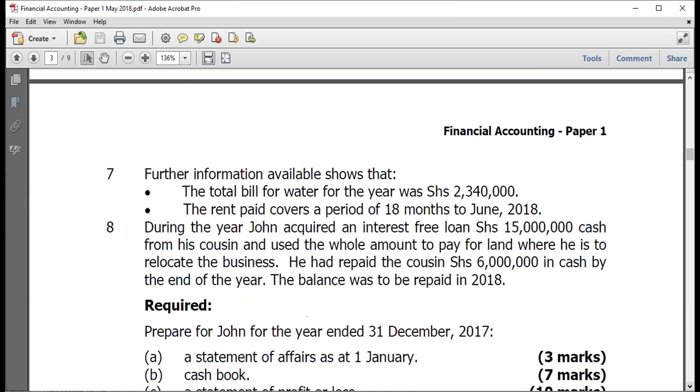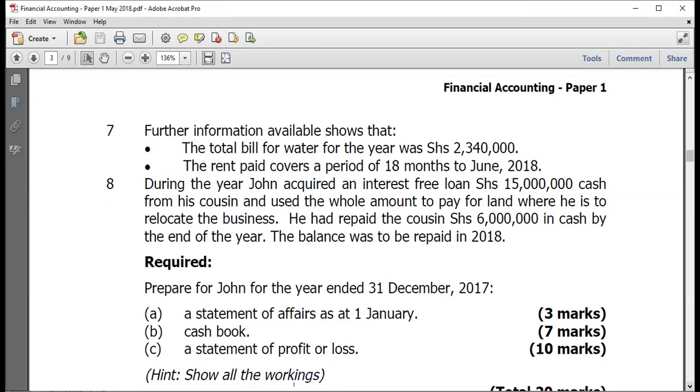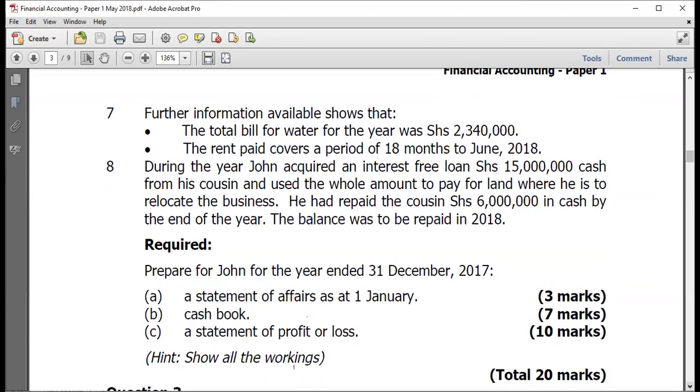So down there asking us, prepare for John for the year ended 31st December 2017, a statement of affairs as at 1st January. And then they also want us to prepare a cash book, okay? And then they also want us to prepare a statement of profit or loss. Hint, show all your workings, 20 marks, okay? So that is the question that we really have.